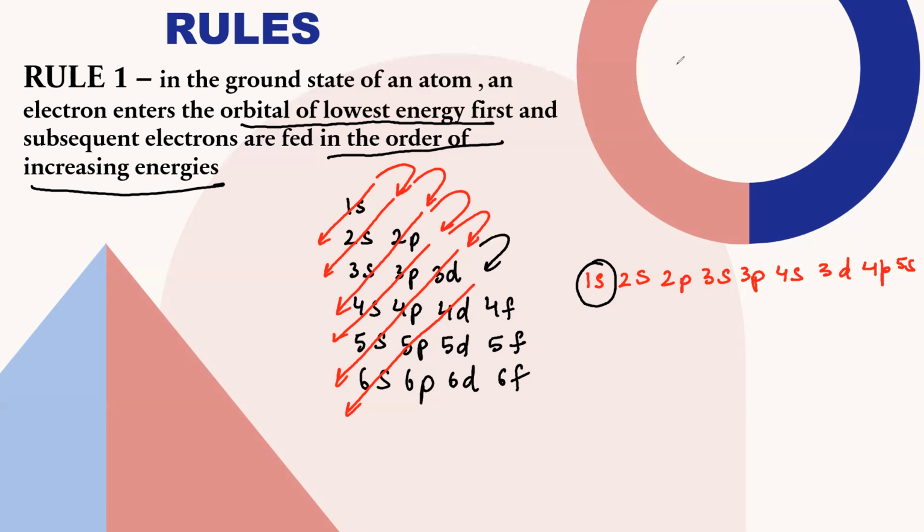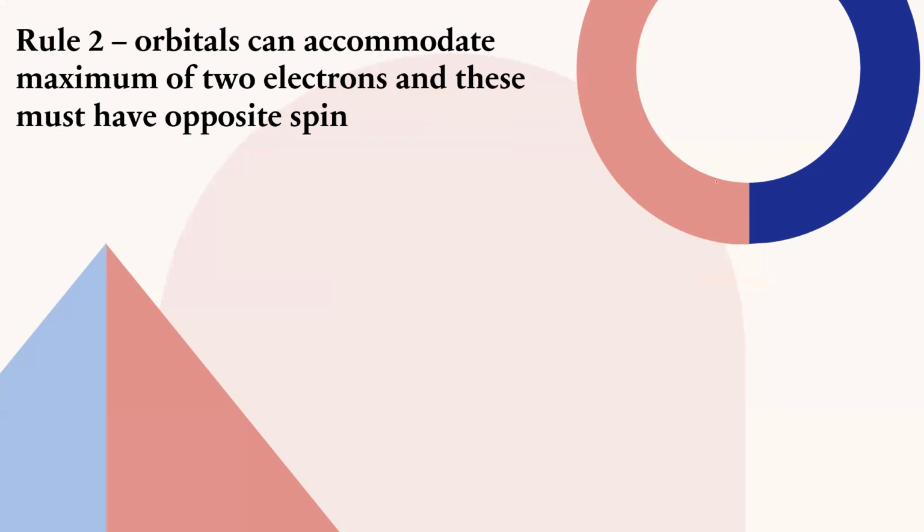Next, we have rule number 2. What rule number 2 says: orbitals can accommodate a maximum of 2 electrons, and these must have opposite spin. So this means an orbital can have 0, 1, or 2 electrons. Moreover, if an orbital has 2 electrons, they must be of opposite spin.